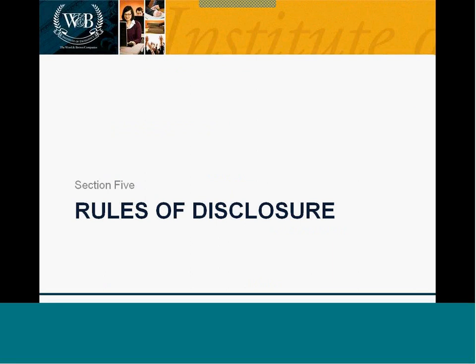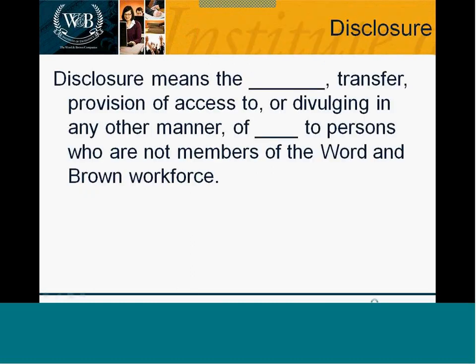Disclosure will be our next conversation, just rules of engagement in the military. When we talk about rules of disclosure, we're talking about, first, what is disclosure and how can you disclose? Disclosure means the release or transfer or provision of access to information, especially protected health information, to people who are not members of our own workforce. And because I usually talk to Word and Brown folks, that's why Word and Brown is up there. So you can take Word and Brown and put the word Bella Point in. So when it comes to releasing the information, it's giving it to anybody outside the building.